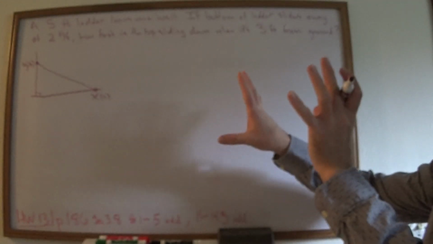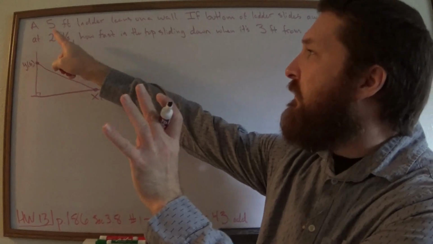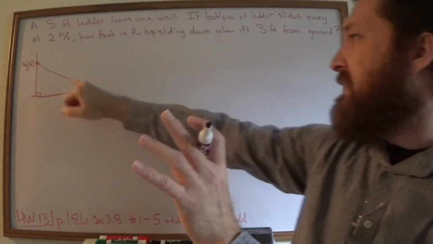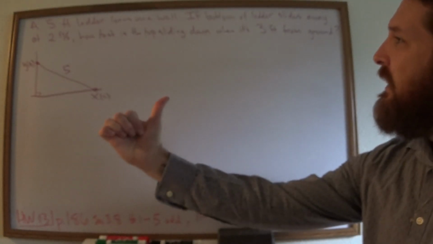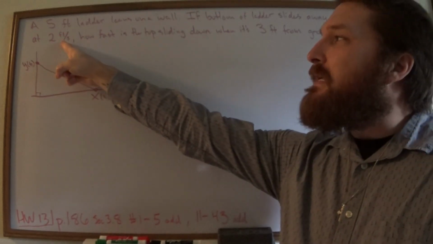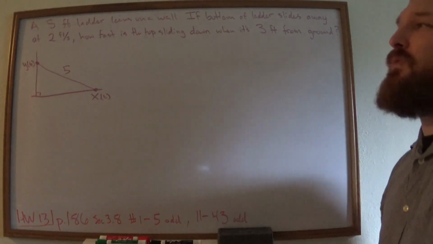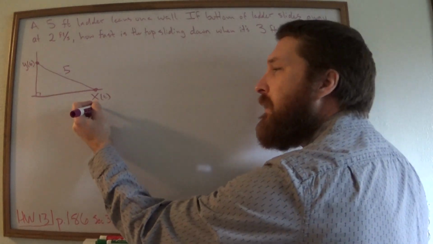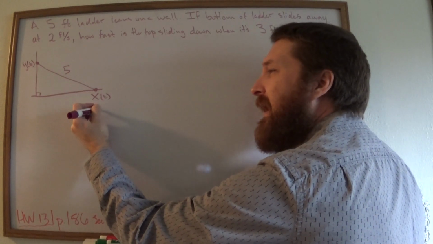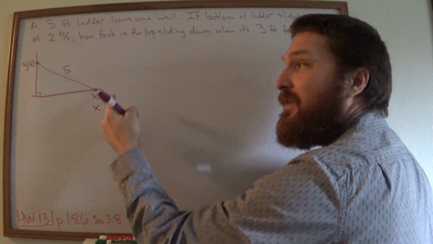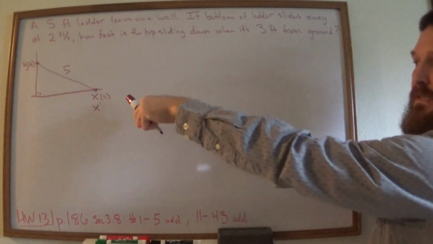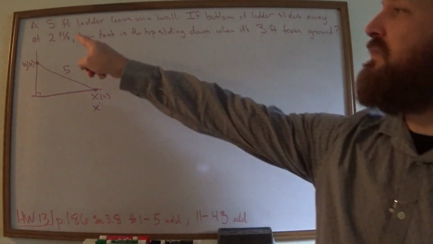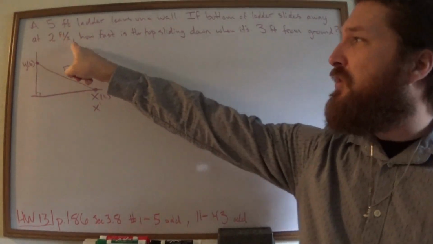Now, for all the given information: a 5-foot ladder, so that means that this length right here is 5. Leans on a wall, bottom of the ladder slides away at a rate. So in terms of X, what would the rate be? X prime, the derivative of X. It doesn't say at 2 seconds, because t is, I guess, in seconds, because feet per second. This is saying it's moving at 2 feet per second.